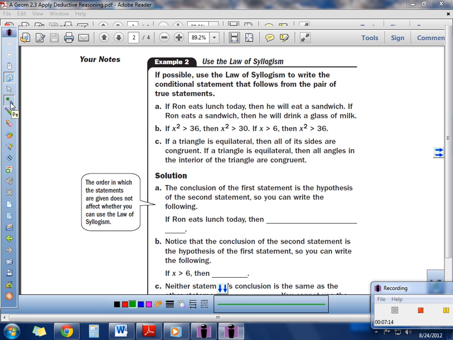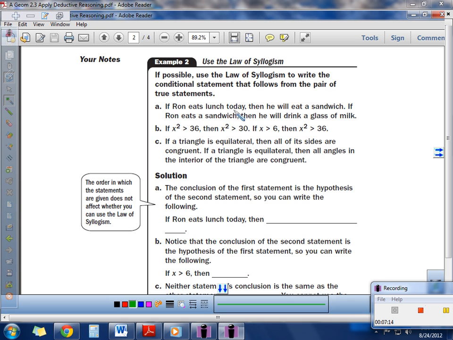So it says if Ron eats lunch today, then he will eat a sandwich. If Ron eats a sandwich, then he'll drink a glass of milk. Yeah, it does have a repeated part. It's eating a sandwich. So if we cut the eating the sandwich, we can write what's left, and that's our solution. So once again, our solution is what is left. So down here you should say, if Ron eats lunch today, then he will drink a glass of milk.